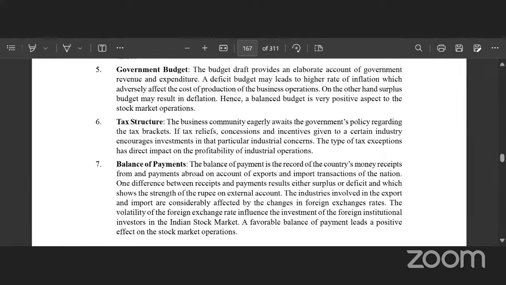Everybody who is under the tax bracket eagerly waits for the government's policy regarding the tax brackets, and if tax reliefs are given, then say suppose my income is 10 lakhs, and I'm paying 1.5 lakh in the form of income tax, then my real income is 8.5 lakhs. If the government gives me a benefit of 50,000, what I may do is transfer that 50,000 to the capital market. So tax structure also plays a crucial role in economy analysis. Right?